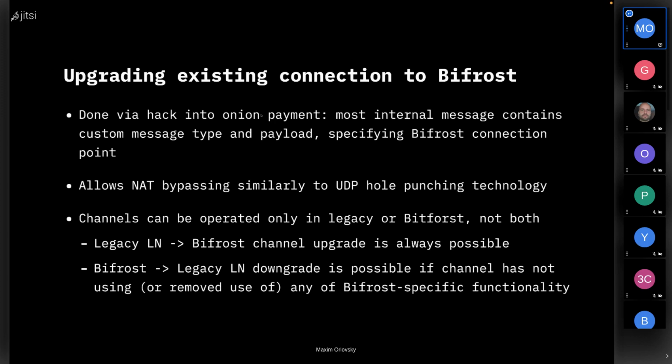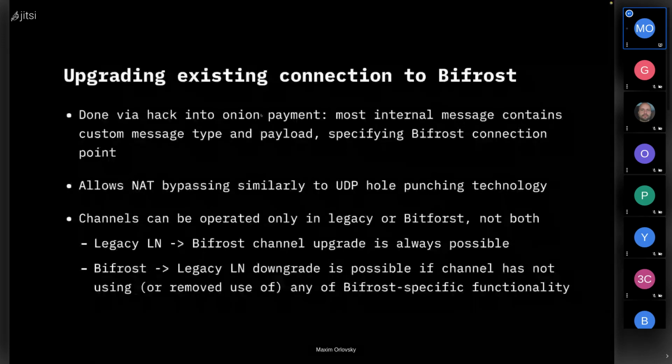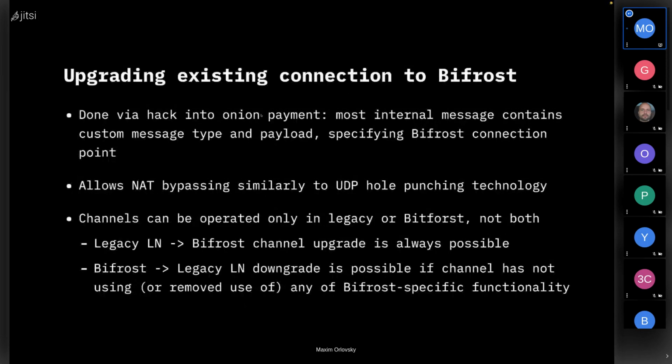And when you are doing this upgrade, there is a certain sequence of actions. You will announce to the old network that the channel has switched to the use of Bifrost with a special required feature flag that will exclude this channel from the routing map and topology of the legacy Lightning network. And you will also announce this channel to Bifrost.